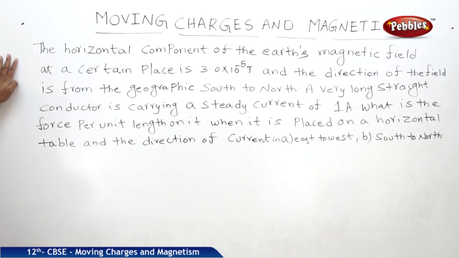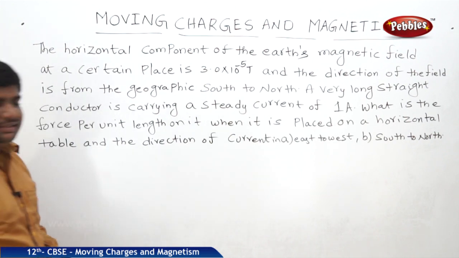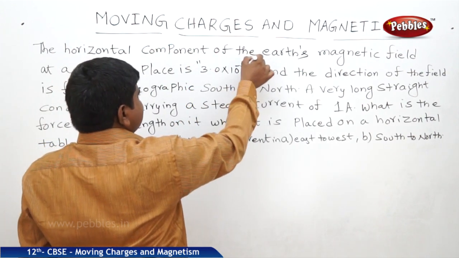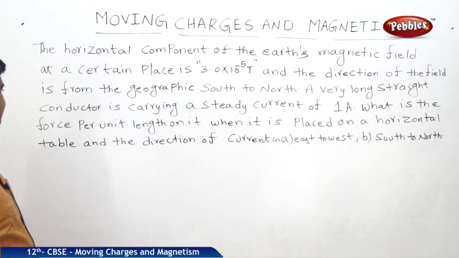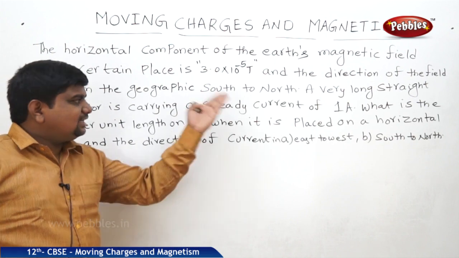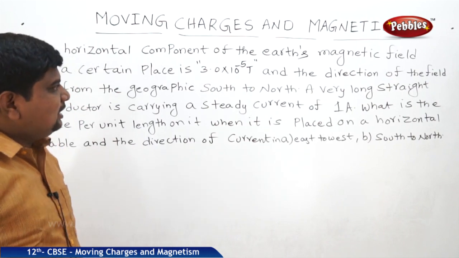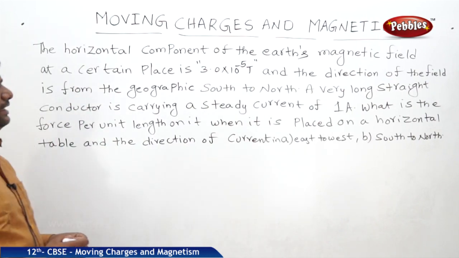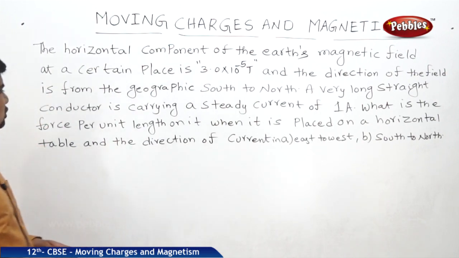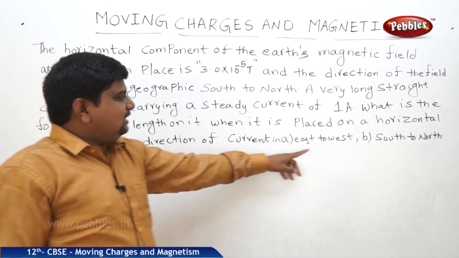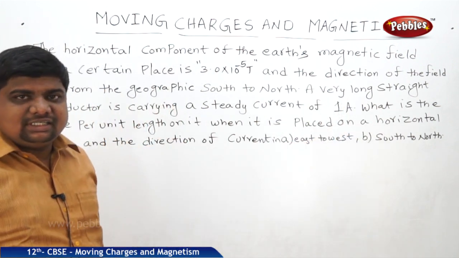There is one problem based on the magnetic force of the Earth. The horizontal component of the Earth's magnetic field at a certain place is 3 into 10 to the power of minus 5 Tesla, and the direction of the field is from geographic south to north. A very long straight conductor is carrying a steady current of 1 ampere. What is the force per unit length on it when it is placed on a horizontal table and the direction of current is east to west?